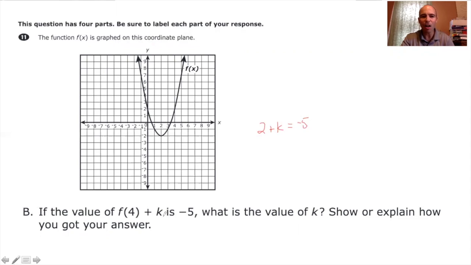right? "Is" is code for an equal sign. It is code for set up an equation. And everyone in the room knows how to solve this one. You just subtract 2 from both sides, and what's k equal? -7, I think. I believe so. Check my math on that, you guys.